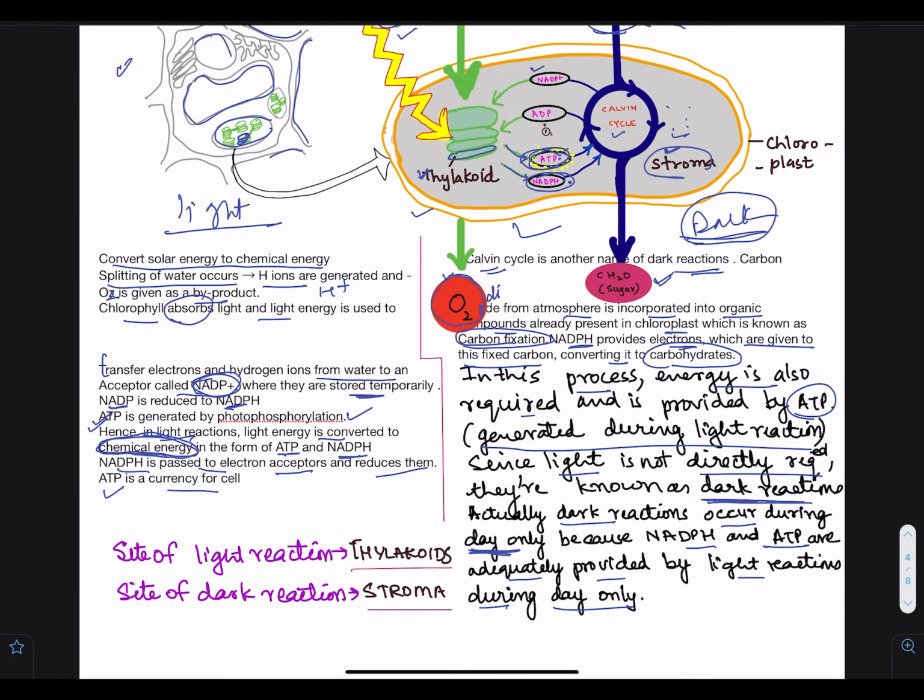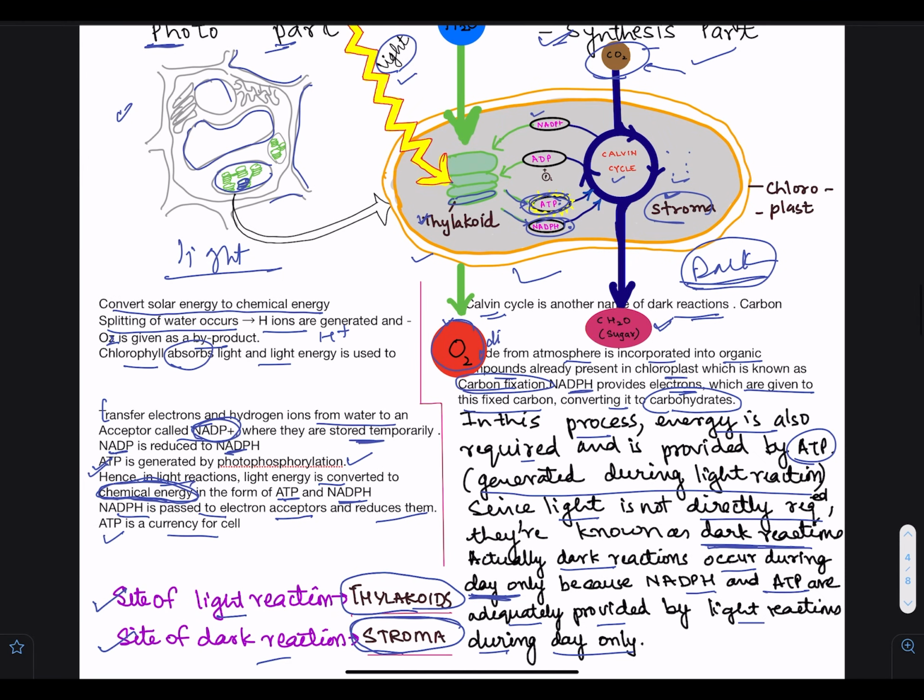Now, what is the site of light reaction? Site of light reaction is thylakoids and the site of dark reaction is stroma, as I've already told while explaining the above diagram. So this was all about an overview of the light reaction and the dark reactions and some of the important diagrams regarding photosynthesis. In the next videos, we'll go into more detail of all these processes.